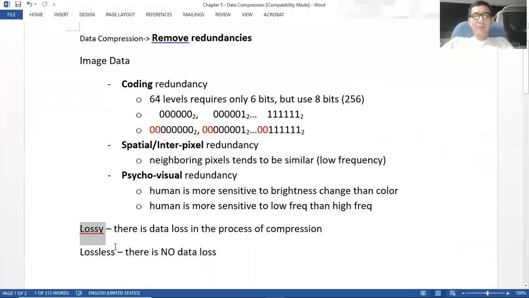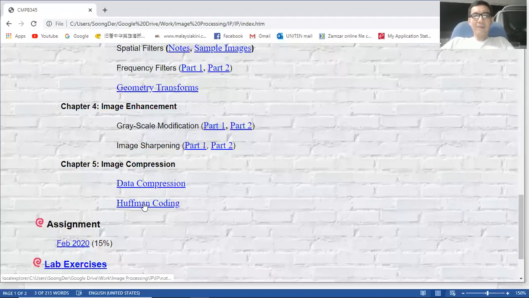Lossless is where there is no data loss at all. Whatever the original data is, when you compress and decompress, you get back exactly the same thing. Now I'm going to show you the one that is important in our discussion, called Huffman coding. Huffman coding is a lossless coding that helps us remove this kind of coding redundancy. So we're going to look at Huffman code.